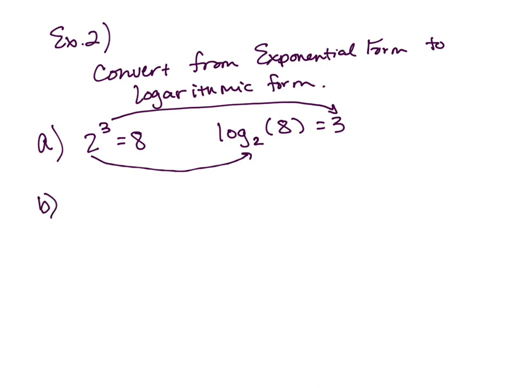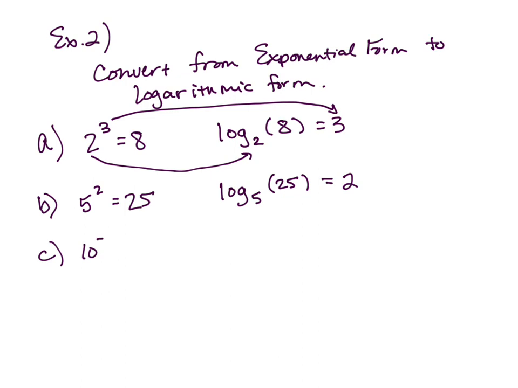Here's letter B. 5 squared equals 25. We did it, but we did it backwards. Log base 5 of 25 equals 2. Perfect. Rock solid. Log base 5 of 25 is 2. Okay, last one.